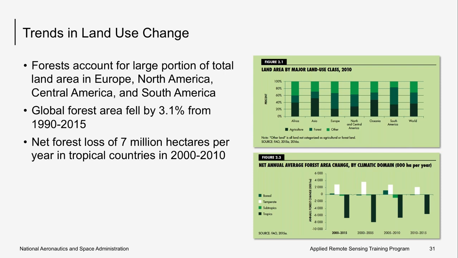Globally, forest area fell by 3.1% from 1990 to 2015. There was a net forest loss of 7 million hectares per year in tropical countries from 2000 to 2010, and a net gain in agricultural land of 6 million hectares per year. The bottom figure here shows that there were net declines in forest area in the tropical climatic domain in each of these three 5-year periods between 2000 and 2015. In contrast, the net forest area increased in the temperate regions in each of these periods, and there were only relatively minor changes in forest area in the boreal and subtropical climates.